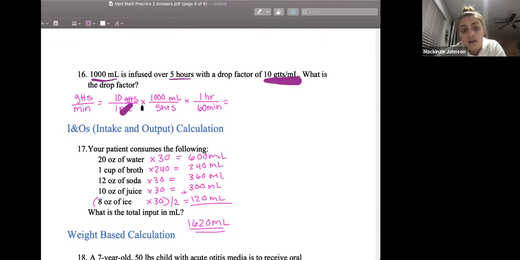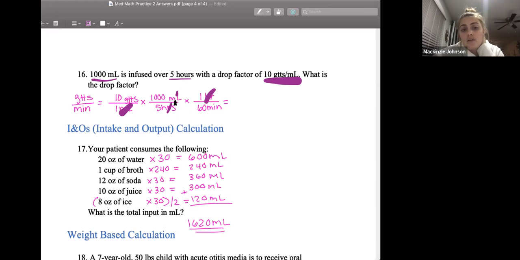So now we can cross out our milliliters, and then we know, okay, you're never gonna give something in hours. It's always gonna say how many minutes, especially in drop factor, it's not gonna go hours. It's always gonna be minutes. So when in doubt, usually just convert to minutes. So now you have your 5 hours. 1 hour is 60 minutes, and you're done with your hours.